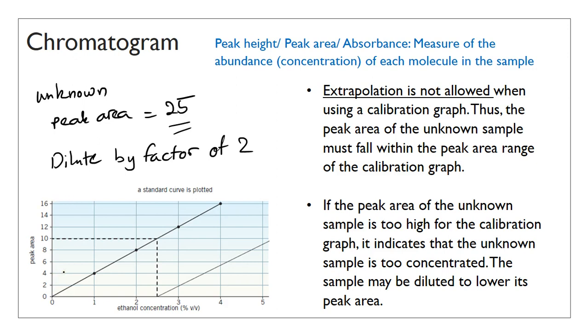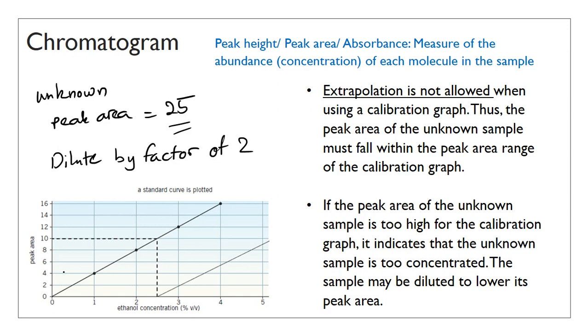And once you determine the concentration of the diluted solution, you just need to double it to get the concentration of the original. So dilution is a very easy way to ensure that your sample is within the range of the calibration graph, and make sure that you don't extrapolate.